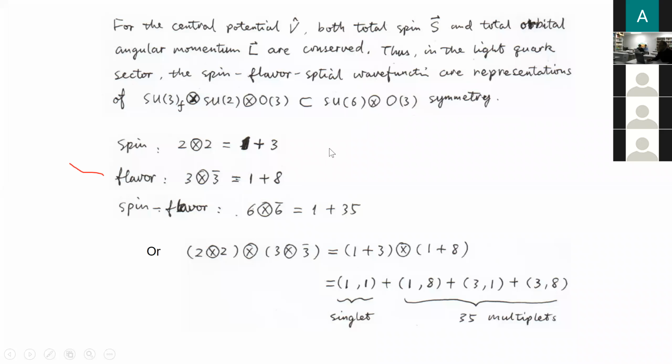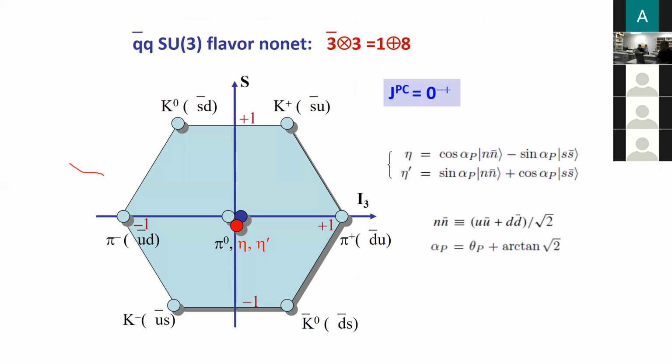If we talk about the QQ bar, then we have the representation or symmetry for the states: the spin can be either singlet or triplet, or the flavor can be either singlet or octet. And then the spin flavor can form a spin flavor singlet or 35 multiplets. All this gives us the quark model conventional spectrum for QQ bar.